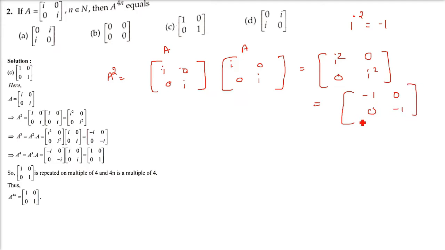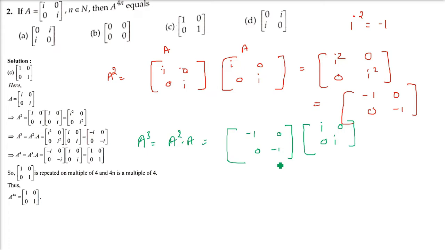Now what will we do? We will find out the A cube. A cube is A square into A. So we'll multiply this A square, that is this result, with A. Whatever we got, I replaced I squared with negative 1, okay. So minus 1, 0, 0, minus 1 multiplied with A. That is the original matrix, I 0, 0, I.